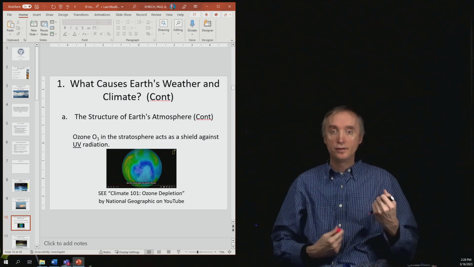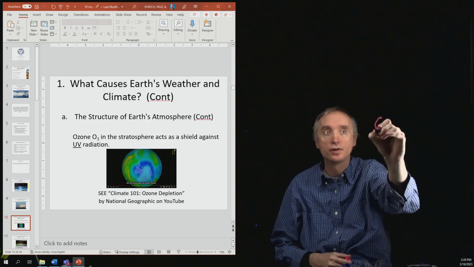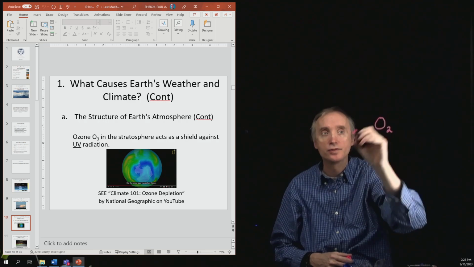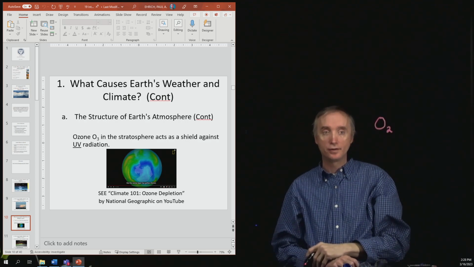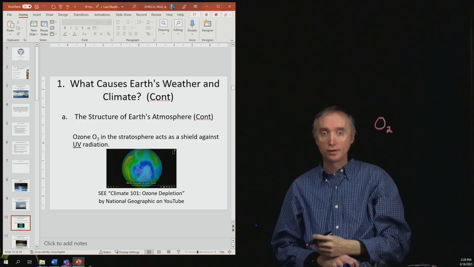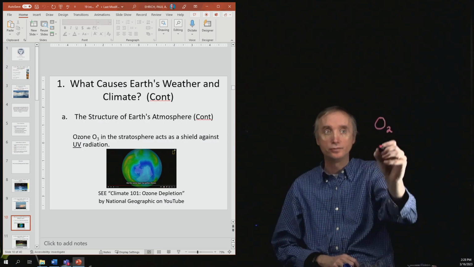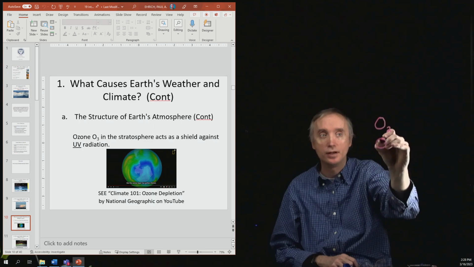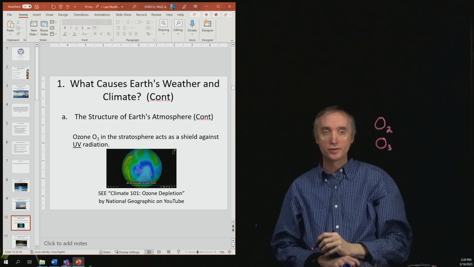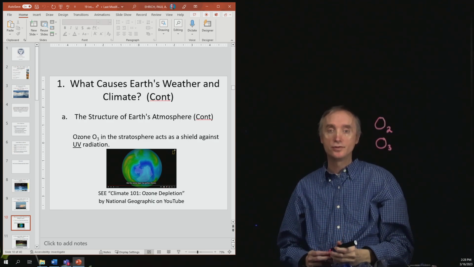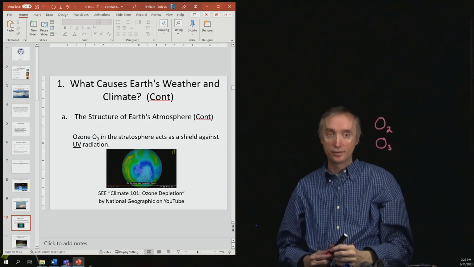What you breathe is O2, two atoms of oxygen bonded together, which is molecular oxygen. Ozone, on the other hand, is O3, so it has three atoms of oxygen bonded together.